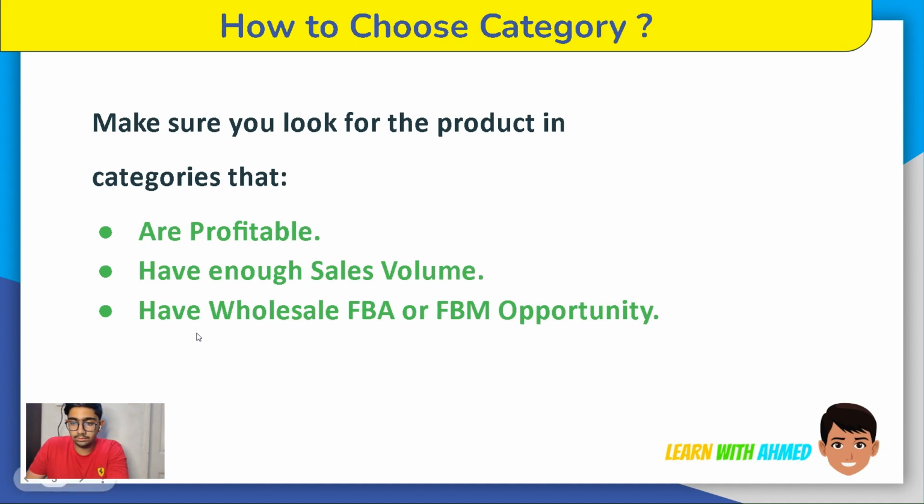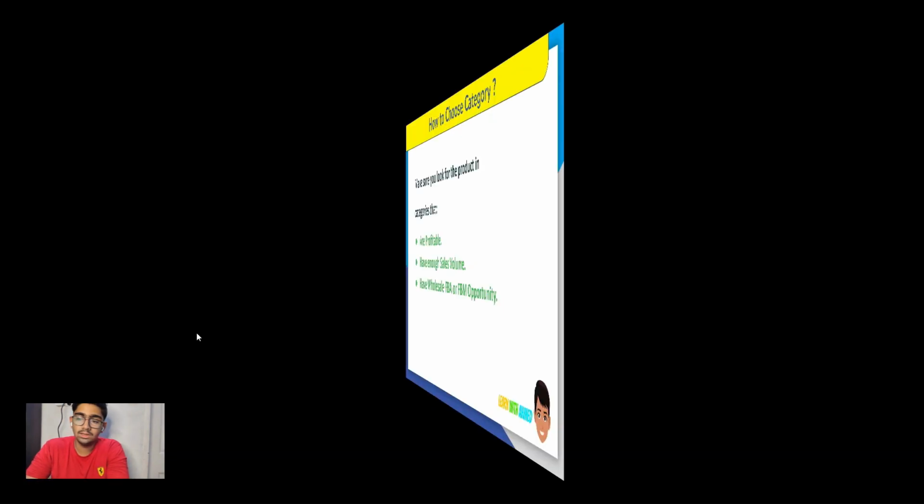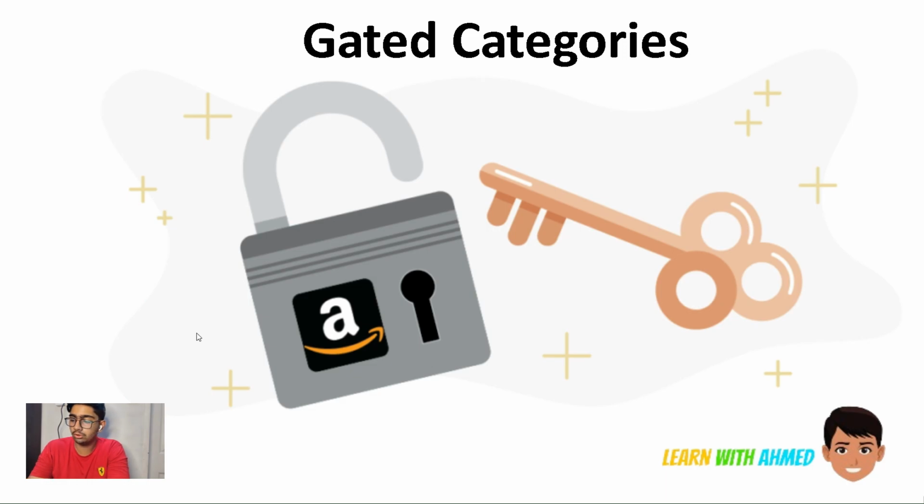And you need to choose the category that has a wholesale FBA or FBM opportunity. We'll also discuss this in the next class, class 3, which is our product hunting class. In that class, we're going to see how to decide if we can do FBA wholesale or FBA or FBM in any listing. You can just not go to every listing. There are some certain restrictions also.